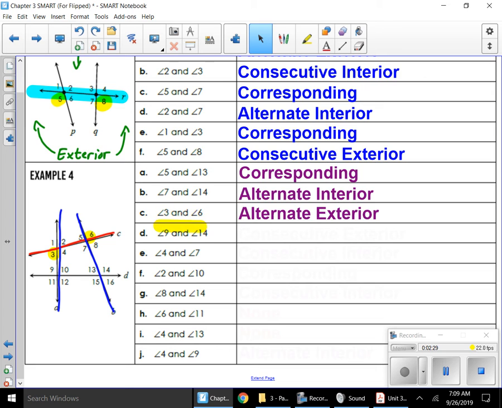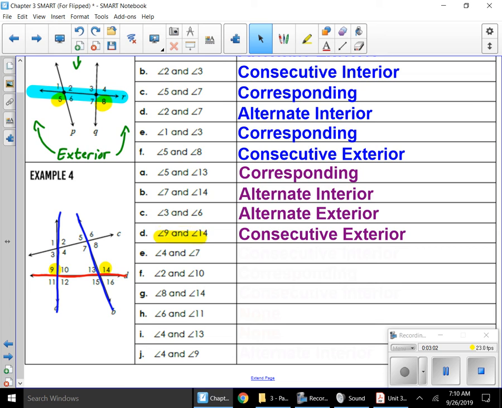Let's look at 9 and 14. So we have 9 and 14. 9 and 14 are on the same side of transversal D. And note they are both outside of the lines being intersected, A and B. So 9 and 14, those will be consecutive because they're on the same side. Exterior because they're outside of my two lines.